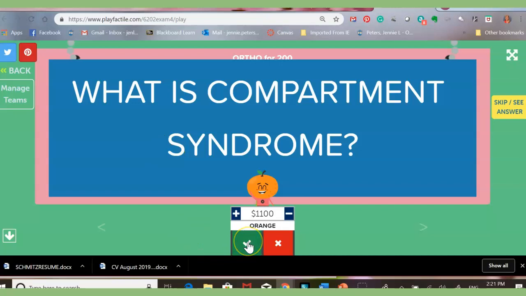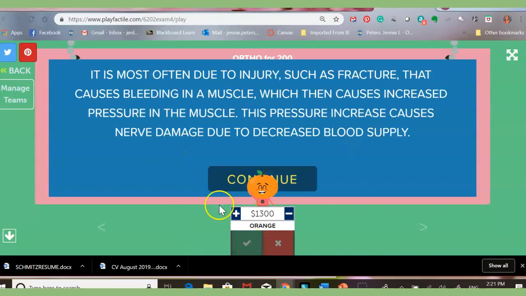All right, compartment syndrome. This is a dangerous situation. This is where you're caring for your patient with a fracture, and you need to really be watching neurovascular status and pain status. This is caused by bleeding in the muscle. It's most often from an injury, a fracture.